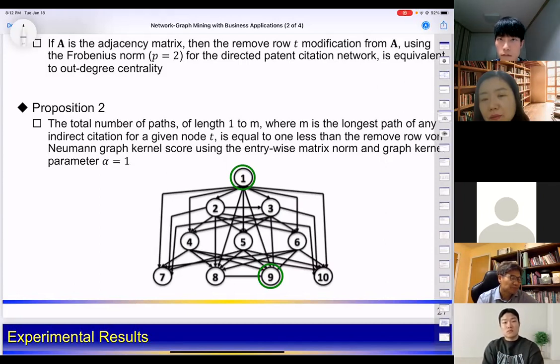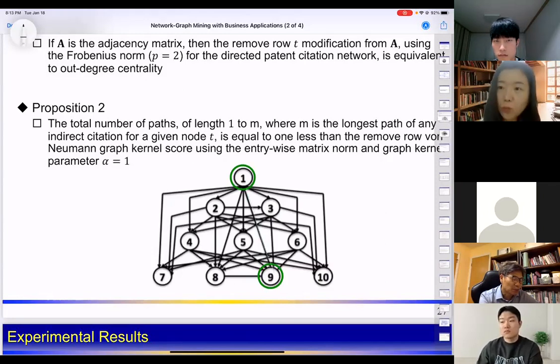Okay. Node 9 is citing paper 1. Also it is citing paper 5, right? Yeah. But paper 5 is citing paper 1. So what is your question?